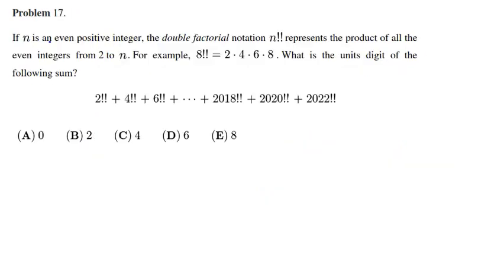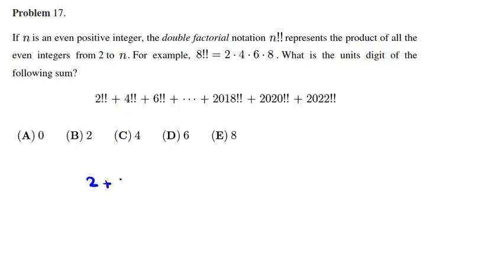Problem number 17. If n is an even positive integer, the double factorial notation represents the product of all the even integers from 2 to n. For example, 8 double factorial is 2, 4, 6, 8 multiplied, the product of them. What is the units digit of the following sum? So when you have the unit digit, you should consider the remainder when divided by 10.